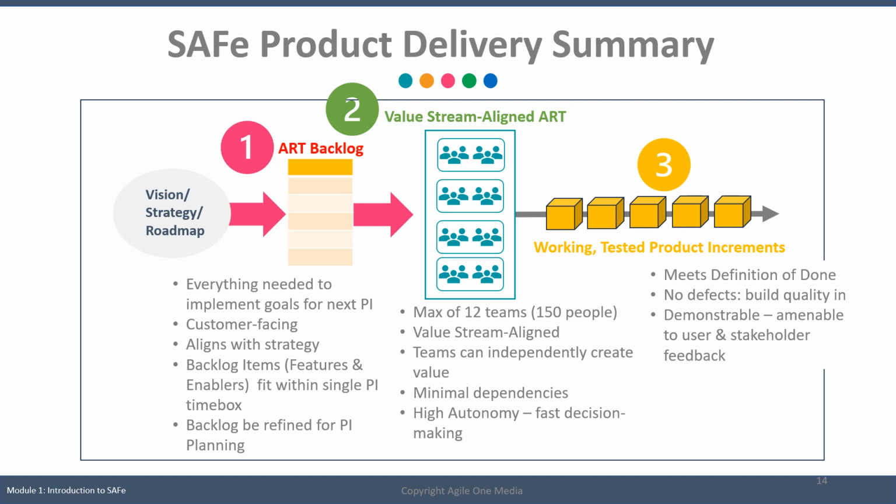Once that is all done, the teams should now be in a position to create working tested product increments. What does that mean? Product increments meet a definition of done. No defects. This goes with the principle of building quality in. Increments must be demonstrable to stakeholders and amenable to feedback.